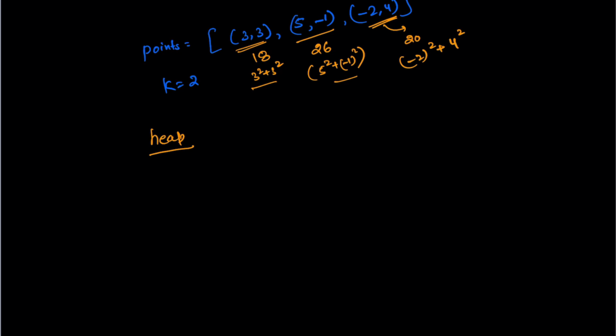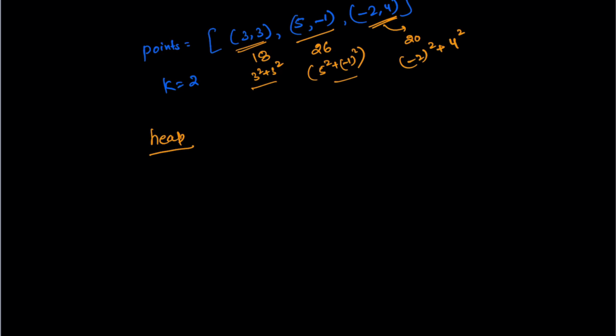Now here is the catch. We want to keep the k closest points to the origin. But Python gives us a min heap. So if we pop items from a min heap, then we will lose the closest point first. And the min heap will give us the k farthest points from the origin.